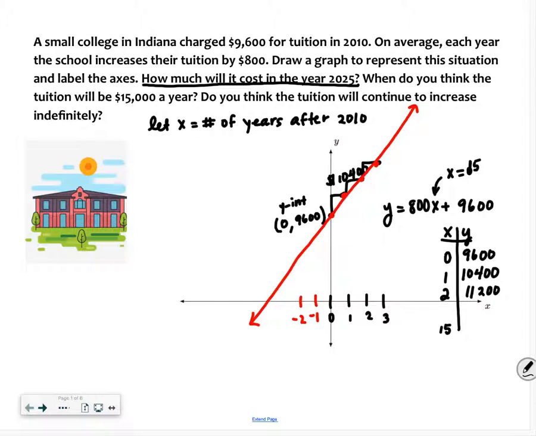And then it says, when do you think the tuition will be $15,000 a year? Well, that would be plugging in y is 15,000. And then we would solve for our x value. So if I had 15,000 equals 800x plus 9,600, I solve that just like I solve a regular algebra equation.